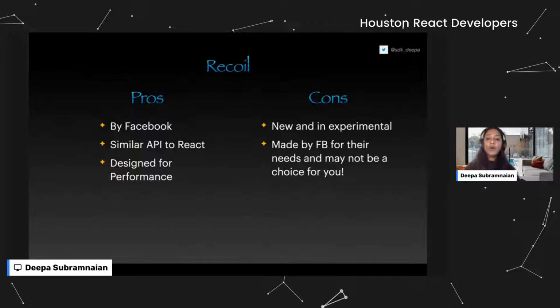So now, what are the pros and cons of Recoil? Yes, the pros are, it's by Facebook. It's very similar to React. So if you know React, you can easily use this, and it's just a JavaScript backend, right? It's also designed for performance. However, it's new and still an experiment.